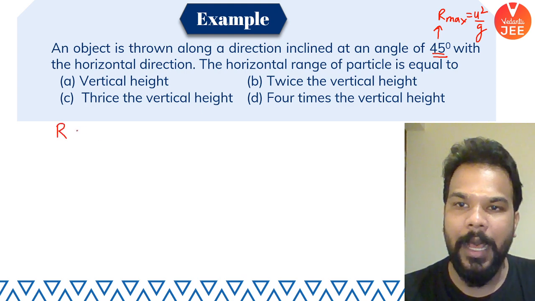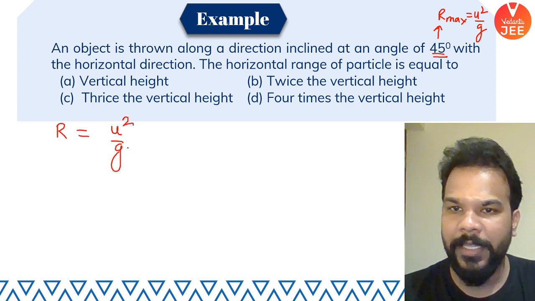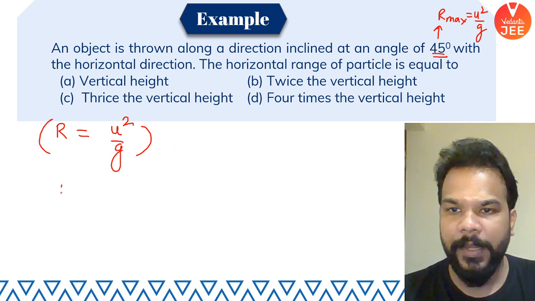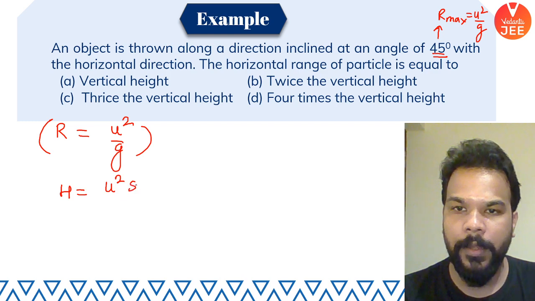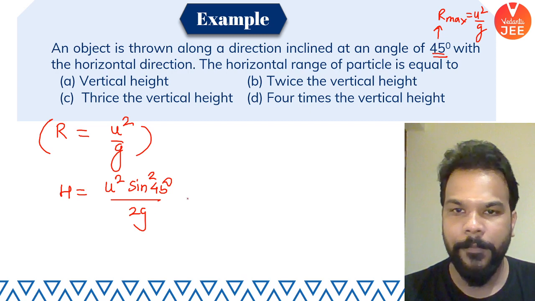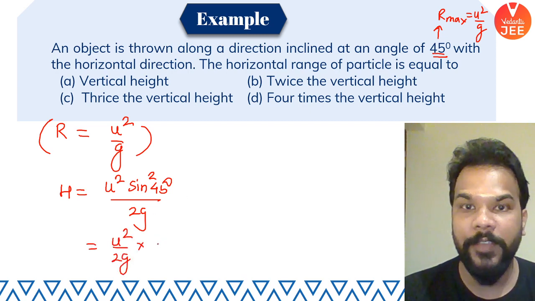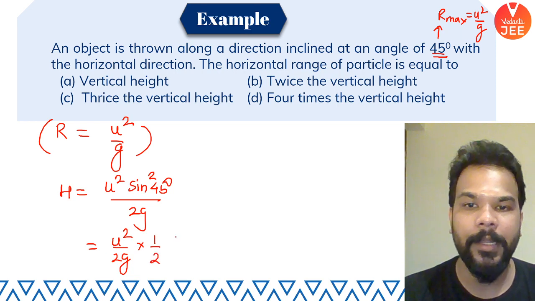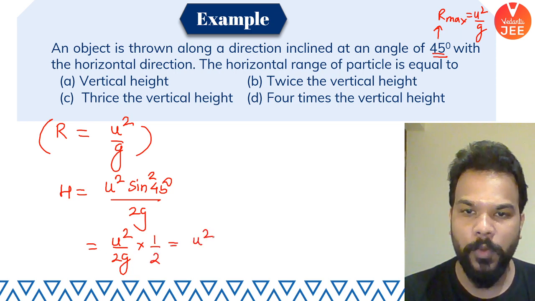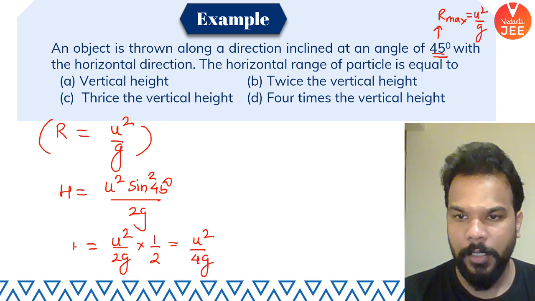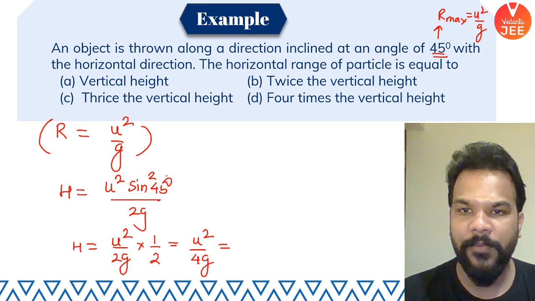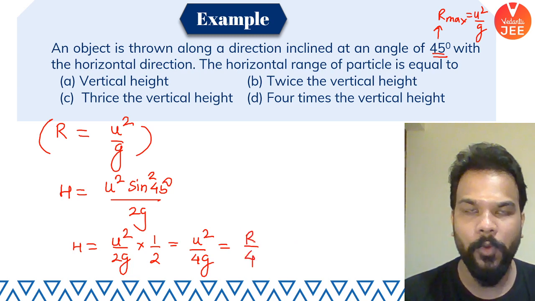So guys, r is u square by g. That's what we have found. Let's find out the value of h when theta is 45 degree. So it is u square sin square 45 degree by 2g. Okay, so this is u square by 2g, and sin 45 is 1 by root 2. If you square that, it will come out to be 1 by 2. That means what do I get is u square by 4g. So h is coming out to be u square by 4g, and what is u square by g? It is r. So this is what I am getting, r by 4 as h.